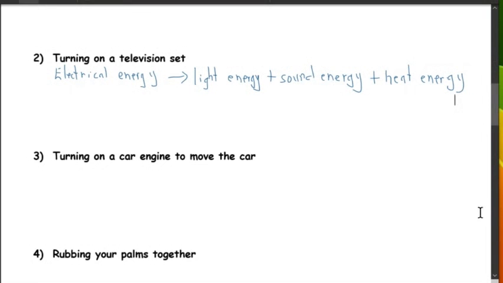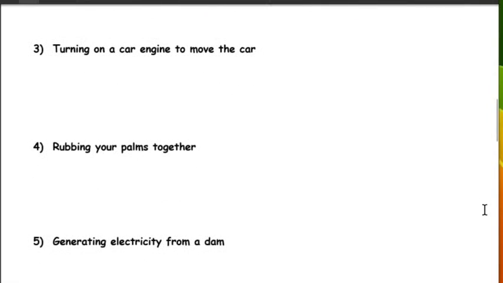Now let's see what happens when you turn on a car engine to move the car. The car is probably filled with fuel. So there is chemical energy in the fuel. So when you spark the car, this chemical energy is then converted into mechanical energy in the form of kinetic energy. So we'll start with chemical energy.